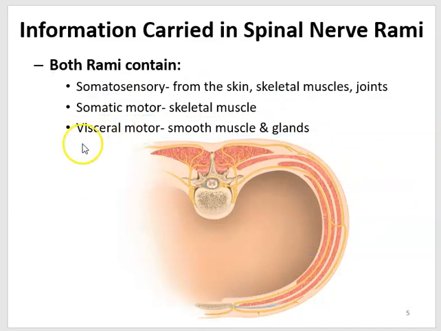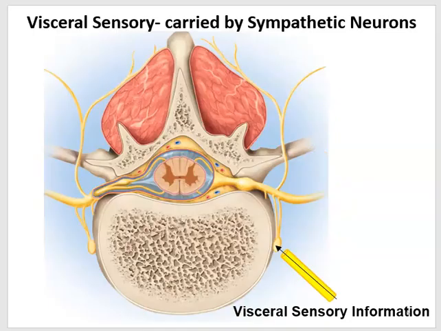That leaves one kind of information that I didn't mention, visceral sensory. So how is that going to get up to the brainstem, for example? Will it be carried in a spinal nerve or what? Well, it will go through the spinal cord, definitely. But sometimes the sensory neuron goes right to the brainstem.